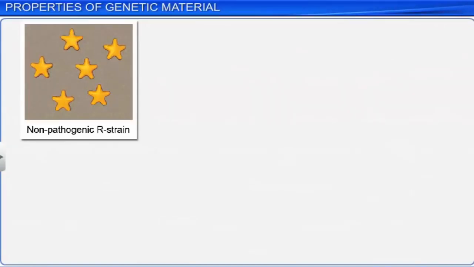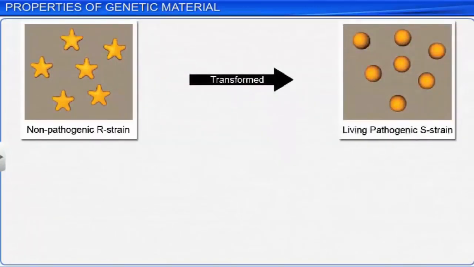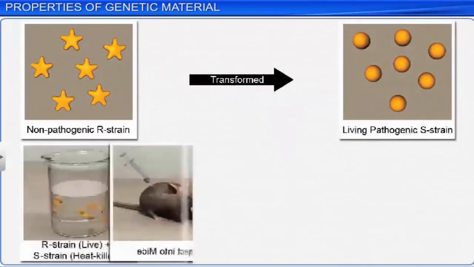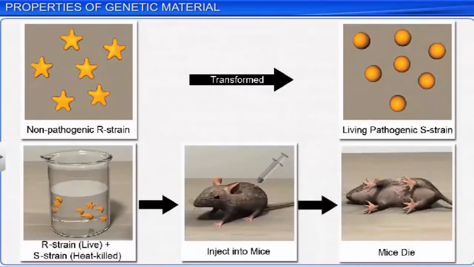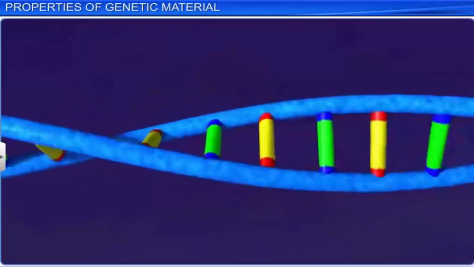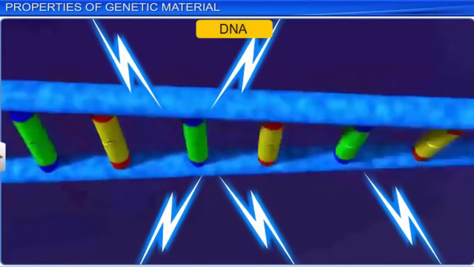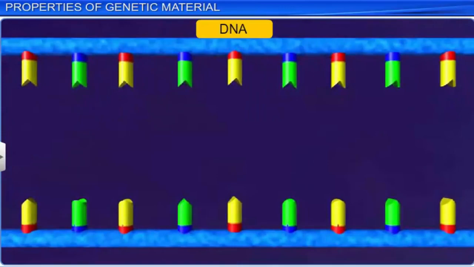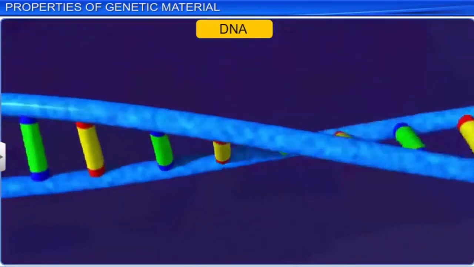Where R strain bacteria had been transformed to living S strain. However, though the transformation killed the mice, it had not changed the properties of the DNA. This can be explained by the stable structure of DNA that, although being separated due to exposure to heat, it can come together under suitable conditions even after.